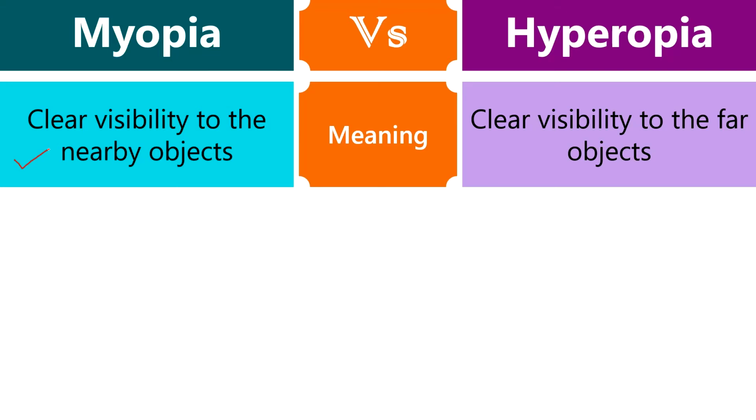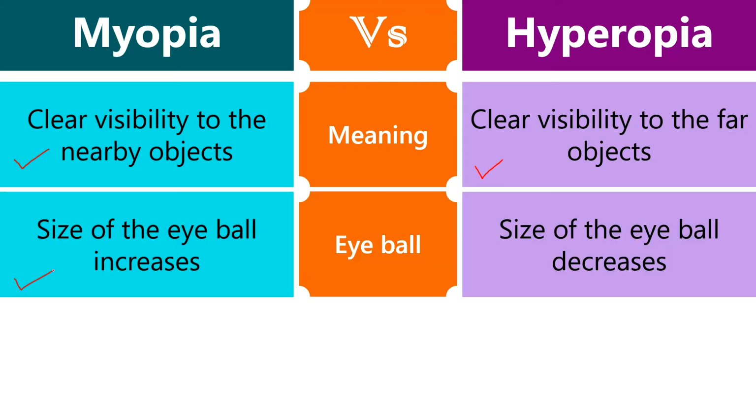Now we will discuss the differences between myopia and hyperopia. Myopia is a nearsightedness in which a person could see the nearby or close objects clearly, whereas hypermetropia is a farsightedness in which a person could only see the distant objects clearly. Myopia occurs when the eyeball becomes too long due to the bulging of an eye lens. Conversely, hypermetropia occurs when the eyeball is too short or there is not enough curvature of the eye lens.